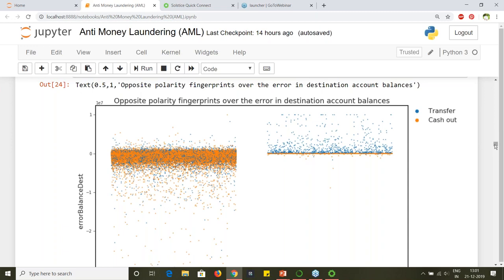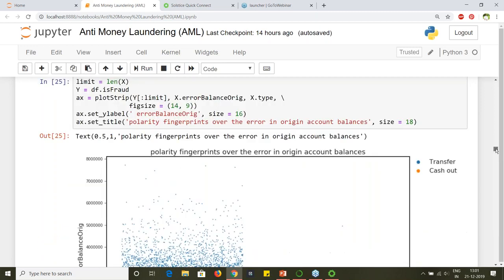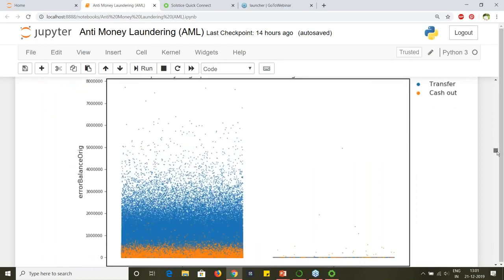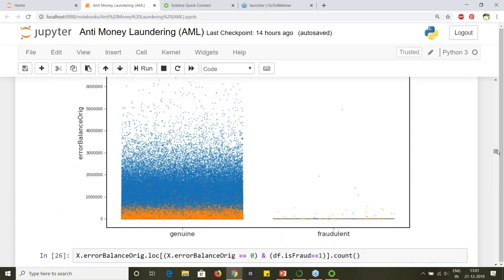So a lot of errors is happening on transfers as compared to cash out, in fraudulent ones. Yes, because most of the 22 lakh samples are cash out, and only 5 lakh are transfers. So this one is error balance at origin. That was error balance at destination. This is for origin. Origin means that it is a mistake from the bank side. The amount is deducted, but the balance is not reflected in the right way. Yeah.